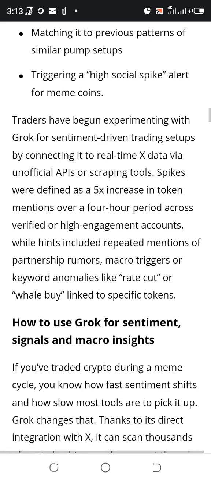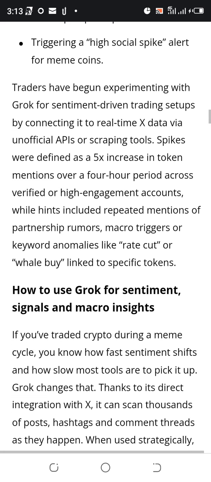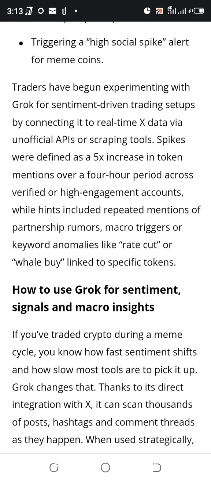How to use Grok for sentiment signals and macro trends. If you have traded crypto during a meme cycle, you know how fast sentiment shifts and how slow most tools are to pick it up. Grok changes that thanks to its direct integration with X. It can scan thousands of posts, hashtags, and comment threads as they happen.